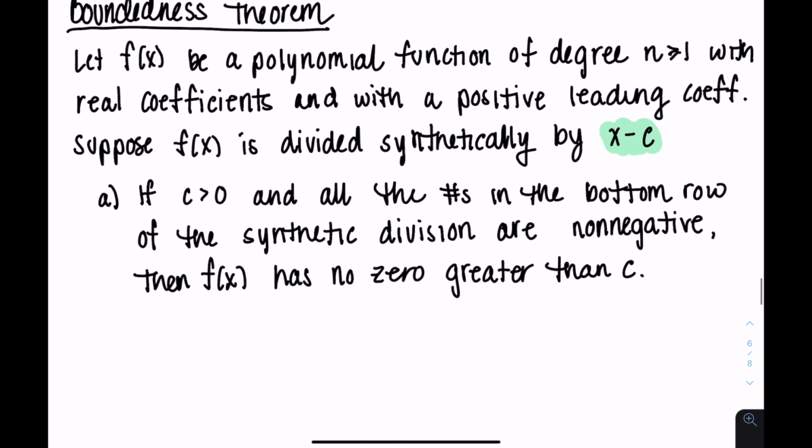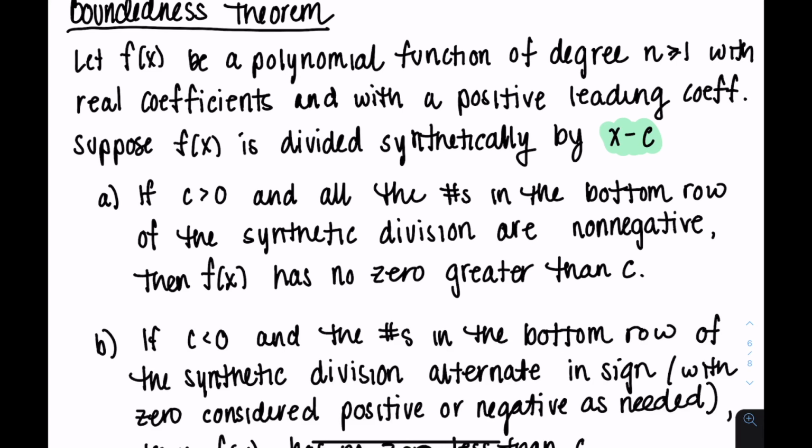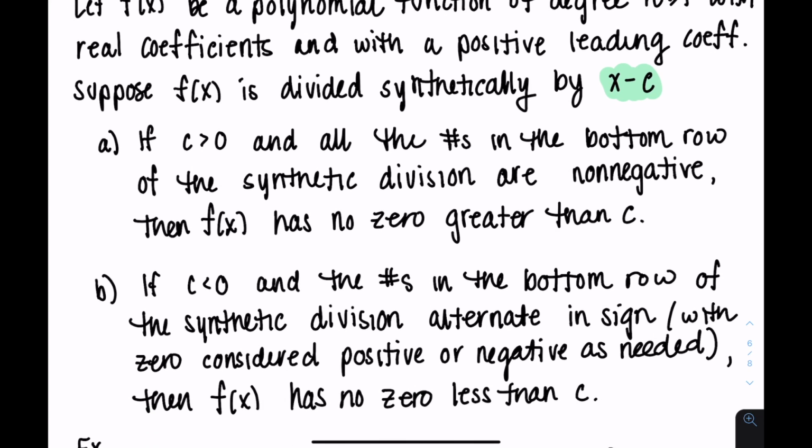Okay? So if you were dividing by x minus 3 and you found out that in the end every single piece is positive in the bottom row, then 3 would be your potential biggest 0. Now the other thing it states is if you divide by x plus something, so like x plus 2, the value of c would be negative. And if those numbers in the bottom row alternate signs, if you have a 0, you get to fit it into the pattern. It can be considered positive or negative. Then you know there's no zeros less than c. So it gives you a way to trap all of your zeros.